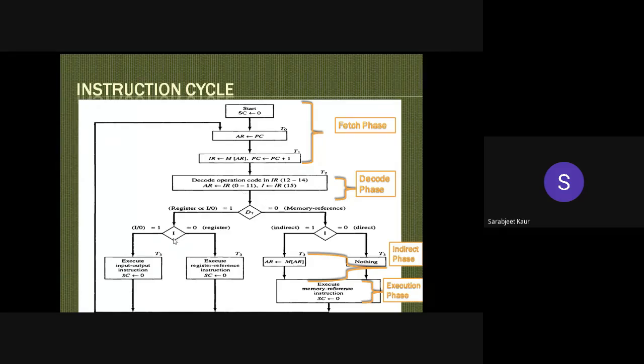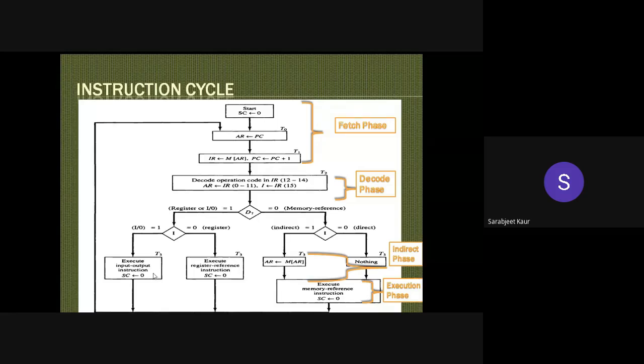Now, if this is 1, then as we had just seen, this would be an IO instruction, and if it is 0, then it would be a register instruction. In any case, nothing is to be done now.